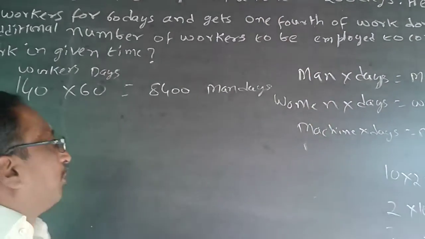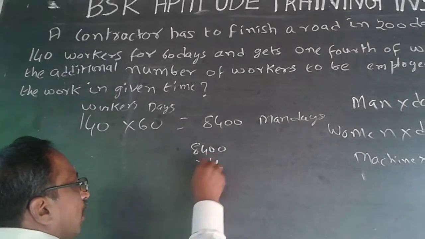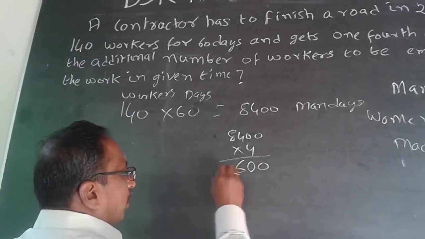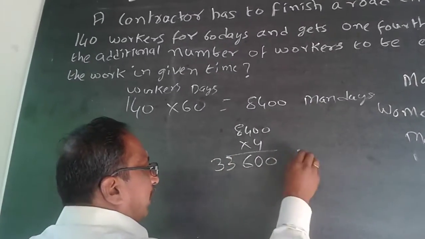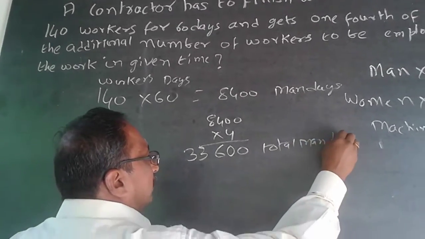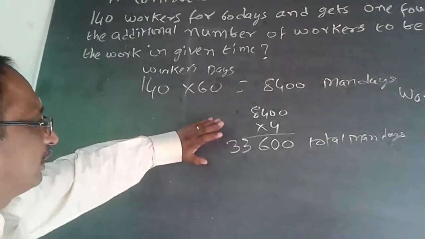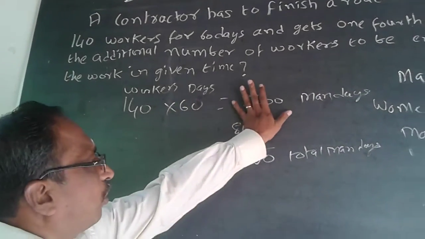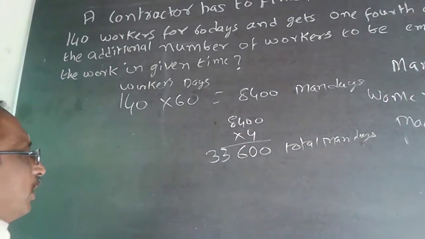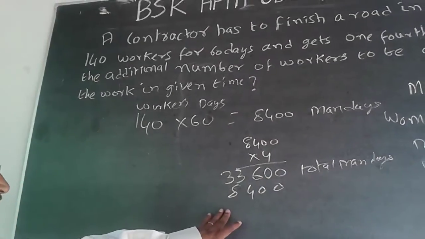So the total work will be 8,400 into 4, which is 33,600 man days. Total man days required is 33,600. Now out of this 33,600, 8,400 is already over. So minus 8,400, work is still remaining.